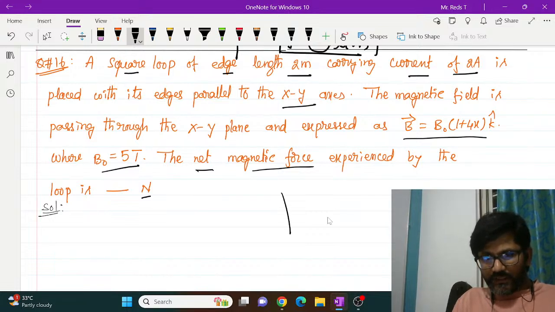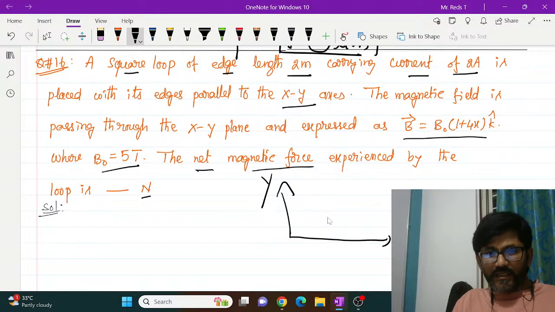If you take this as the xy plane, and a square loop is placed so that at x equal to 0, B equal to B naught. This is the x axis, and B is acting along the z direction. The edges of the square are parallel to the x and y axes. One edge is parallel to the x axis, another is parallel to the y axis. So it is a square loop, and the edge length is L equal to 2 meters.